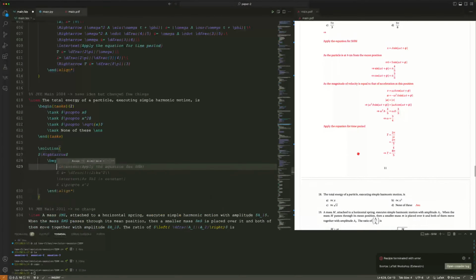Energy is constant in SHM, so total energy does not depend on its position. Energy does not depend on position.